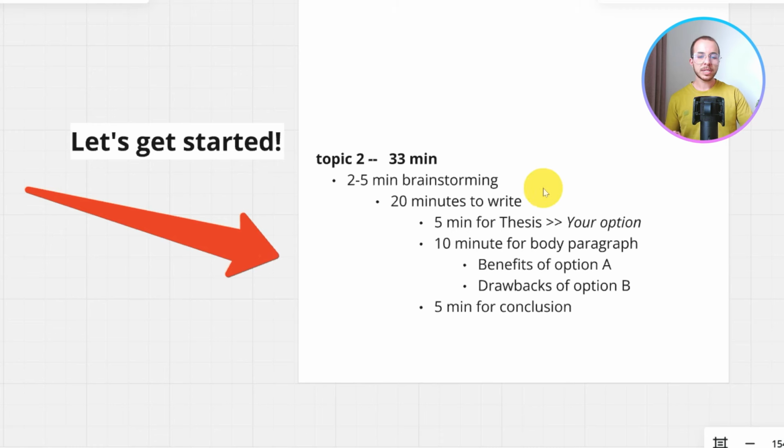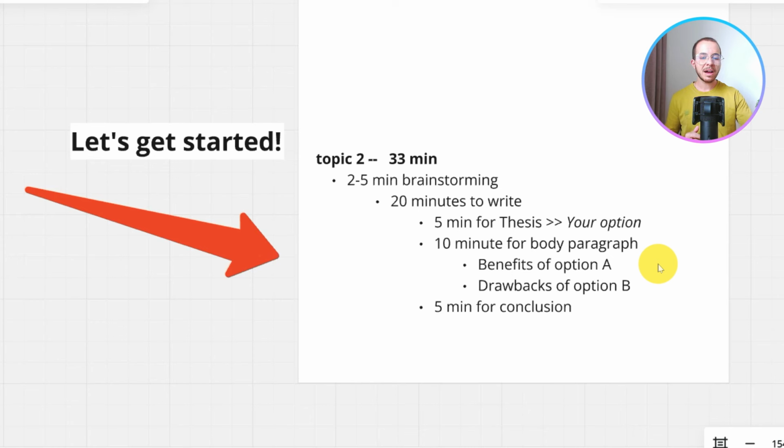You'll have a few minutes to brainstorm, which you'll have to plan for yourself, and then we'll follow a similar format. But in your thesis, you want to state your opinion, your option. So option A is the best because of reason number 1 and number 2. Try to give 2 supporting ideas. Then in your body paragraph, it could be 1 large paragraph or 2 really small ones, so long as your grammar is suitable. So in the body paragraph, I want you to talk about the benefits of option A.